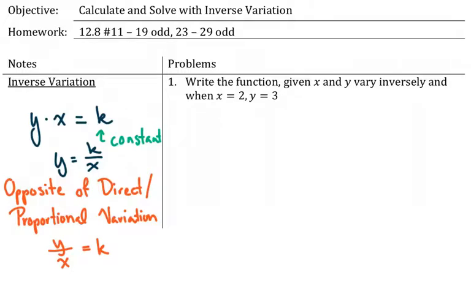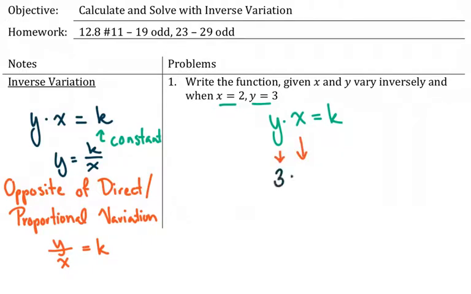So let's do some problems with this new type of variation. Write the function given x and y vary inversely, and when x is equal to 2, y is equal to 3. In order to write the function, all we need to do is replace this k value, because we leave x and y there when we write our functions. If we're given the function y times x is equal to k, we know our x and y values, so we can just substitute them in.